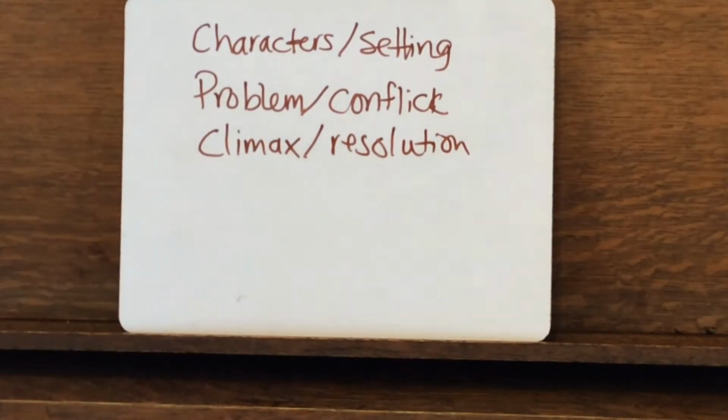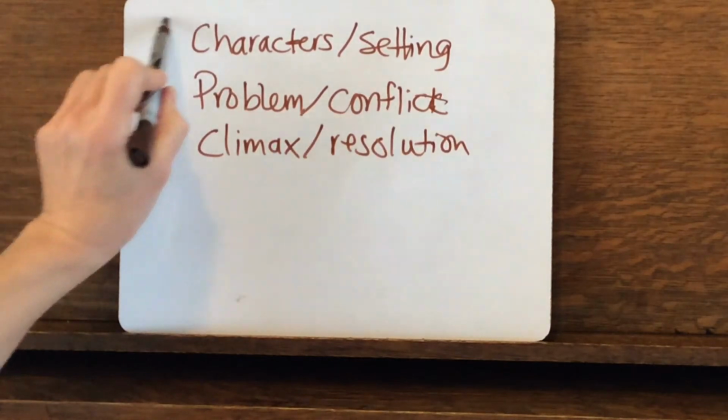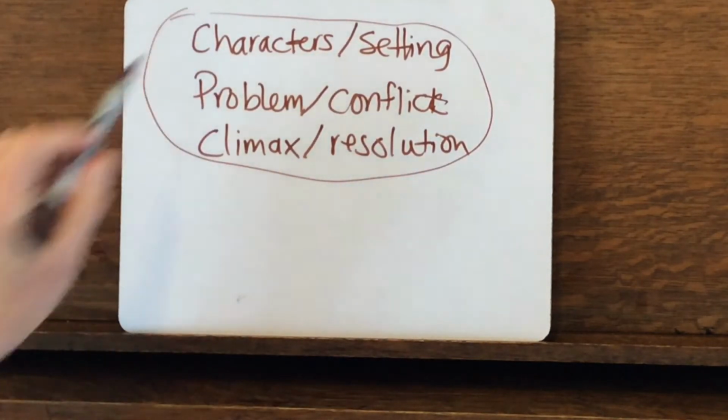Now remember, this is brief because you only have one paragraph to do this in. So you have to limit your details. Only include the most important elements so that the reader understands the main points of the story. So remember all these things in the first paragraph.